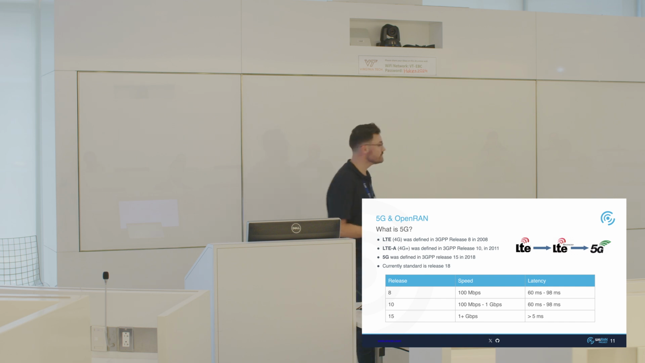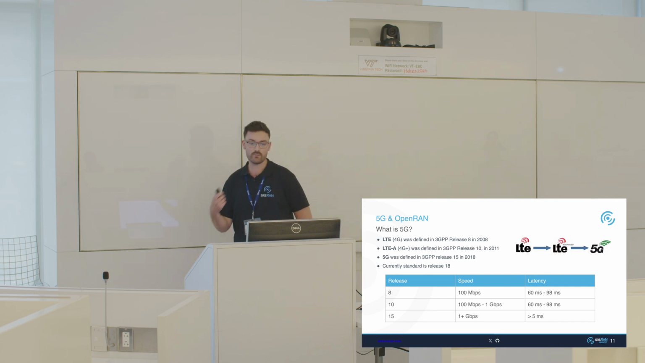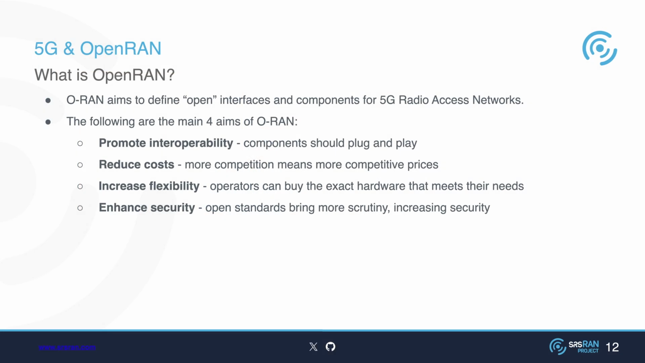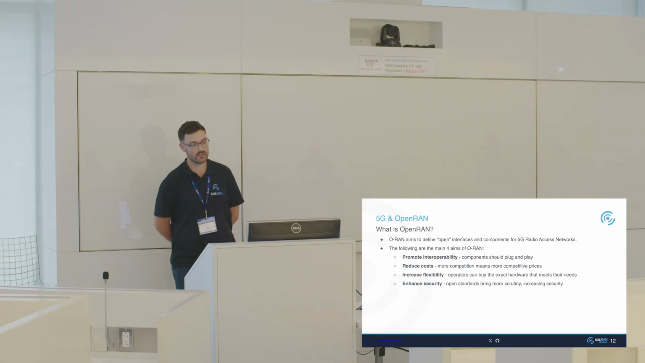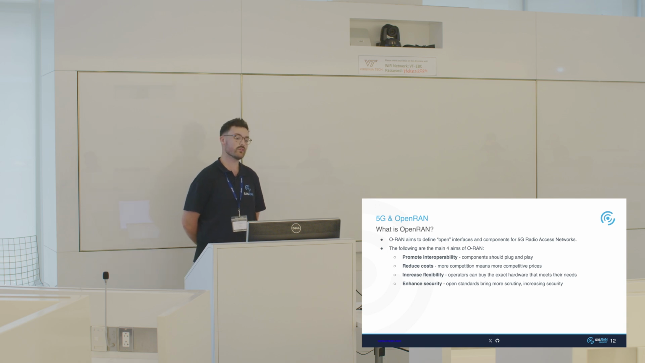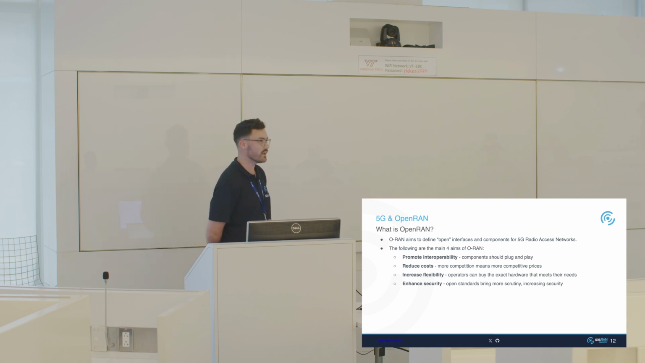Okay, so what is Open RAN? Open RAN aims to define interfaces and components for 5G radio access networks. And these are the four main aims of Open RAN, right? To promote interoperability, to reduce costs, to increase flexibility, and to enhance security. So this rings true with Open RAN and also open source, right? These things go hand in hand.